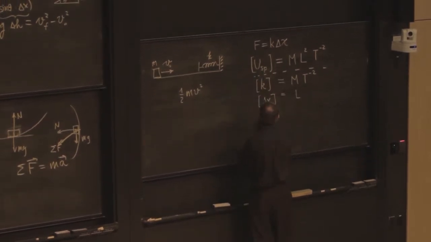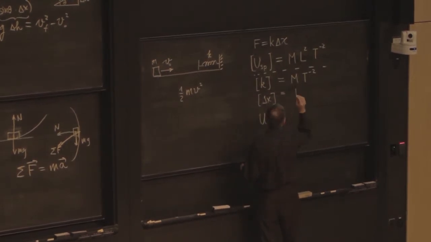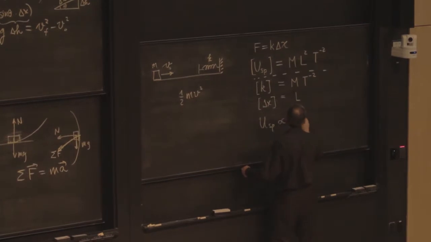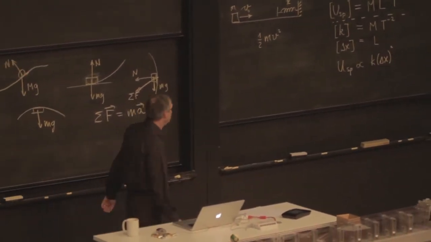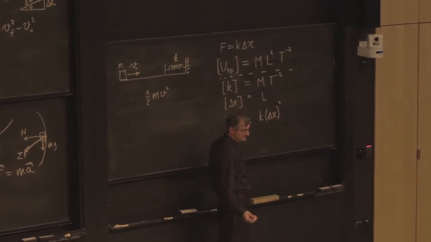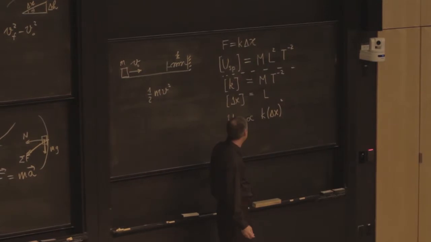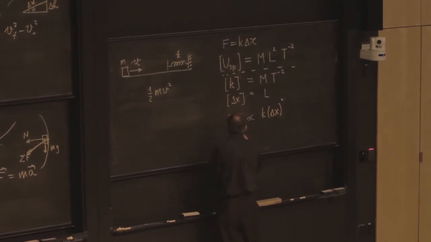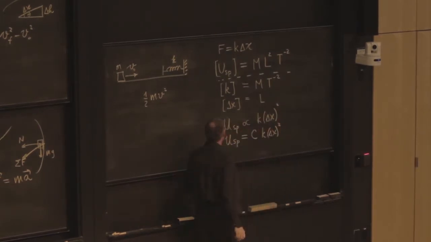So I can say that the spring energy is proportional to k times the compression squared. But I don't know from dimensional analysis what the proportionality constant is, right? So I can make up something. Like, I don't want to use k, I already got that. So c sounds good to me. c k delta x squared.